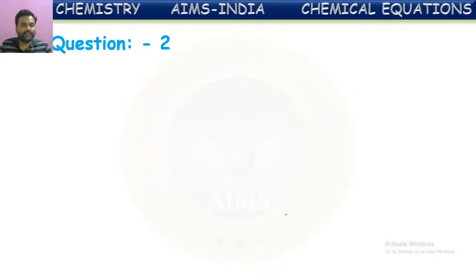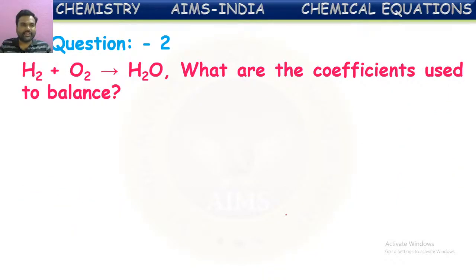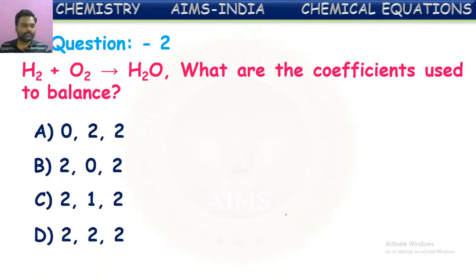Very good. Well tried. In the second one, if you see the equation, hydrogen plus oxygen gives water. What are the coefficients used to balance this equation? After balancing, what are the coefficients we are getting in front of these reactants and products? Let us see the options once. These are the options given. Which option suits the correct coefficients for balancing this equation?